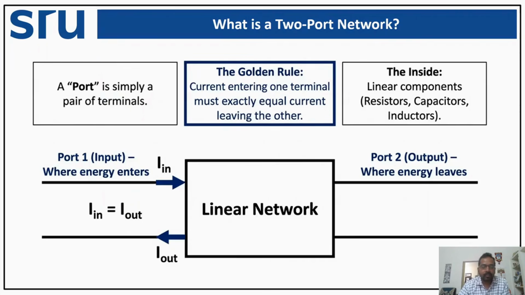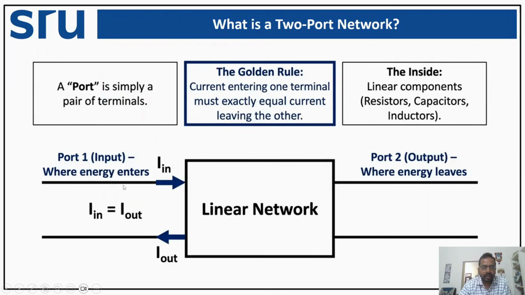Therefore, any meaningful electrical interaction between a network and the outside world must involve two terminals. Whatever current enters at one terminal, the same current should leave from the other terminal. Only then is this pair of terminals called a port. At every port, we define two electrical quantities. First, the voltage across these two terminals. Second, the current flowing through the terminal.